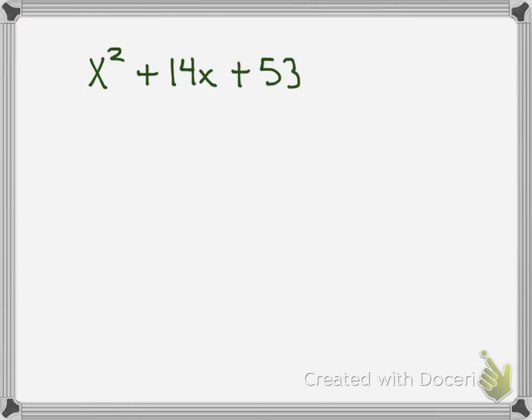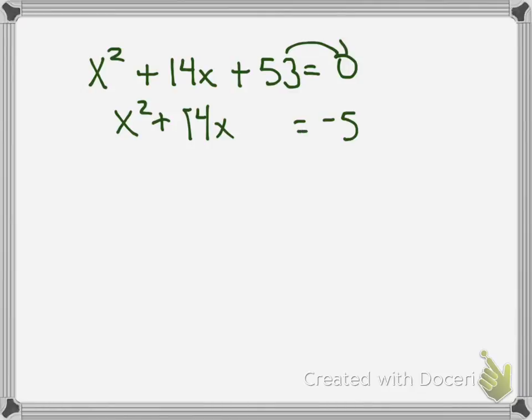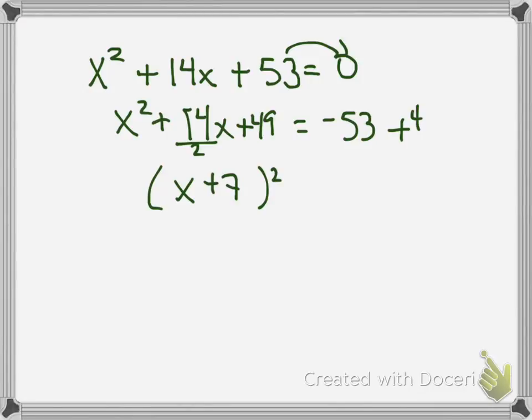Okay, same thing. We're going to move that 50-something over to the other side. x squared plus 14x equals negative 53. Okay, so divide 14 by 2, which is 7. 7 squared is 49. Notice I'm putting plus 49 on both sides. Negative 53 plus 49 is negative 4.